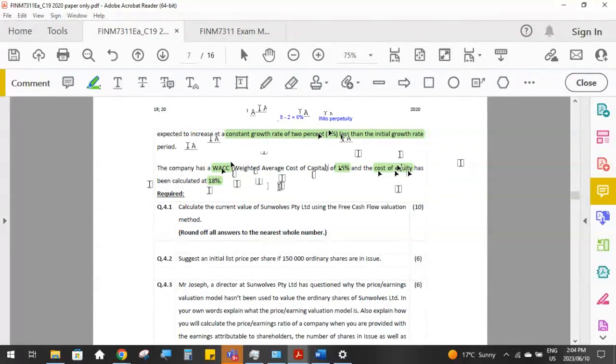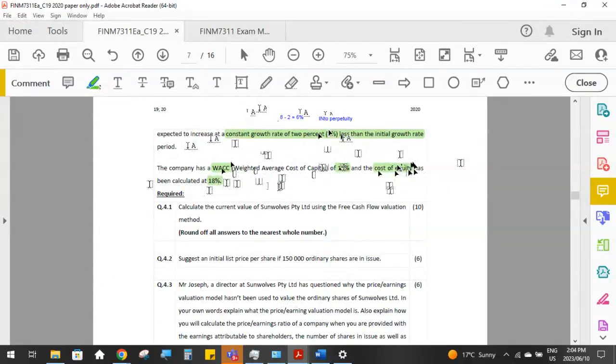Because what we're valuing in the dividend growth model is only the price of one share. In other words, we are valuing the equity only. So therefore, we must use the cost of equity to discount those cash flows. When we were using the free cash flow model, we are valuing the entire company, including both debt and equity. So that's why we must use the weighted average cost of capital.